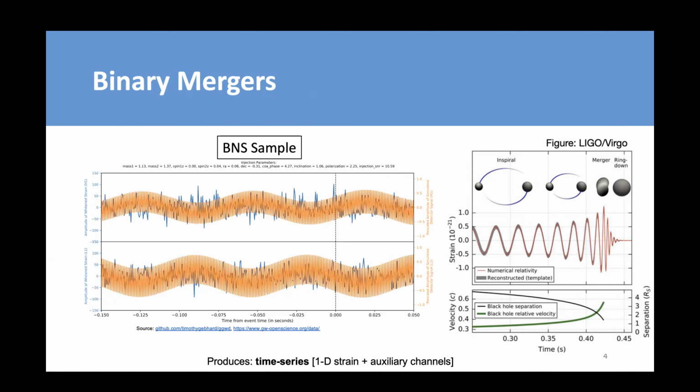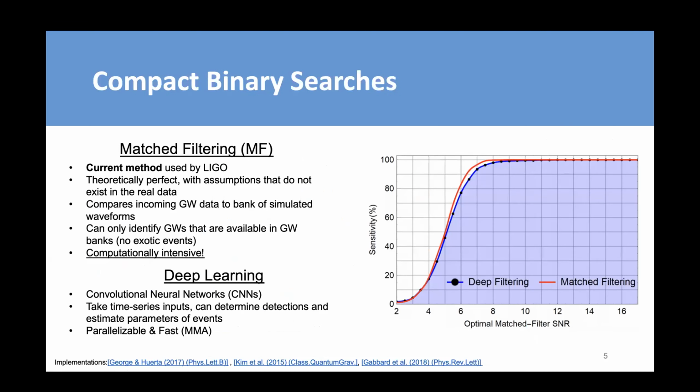Similarly, we have binary neutron star mergers, which are similar, though they're going to be higher frequency. We have good equations governing these kinds of systems, and we can search for these mergers within LIGO and Virgo. I wanted to explain how the search pipelines go, just to show you how we're going to do it differently in anomaly detection. There are two main methods.